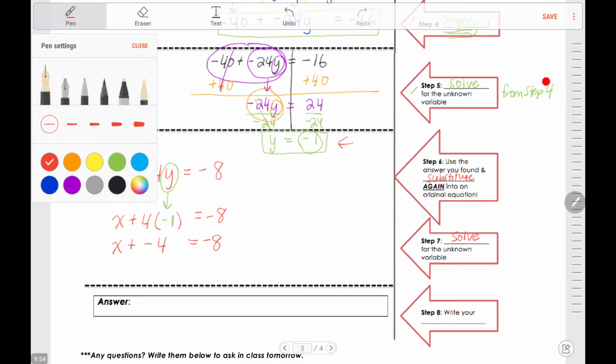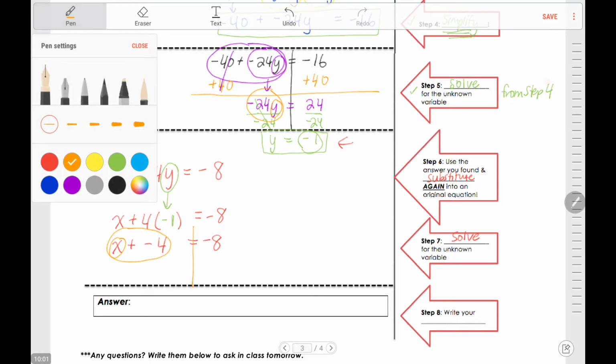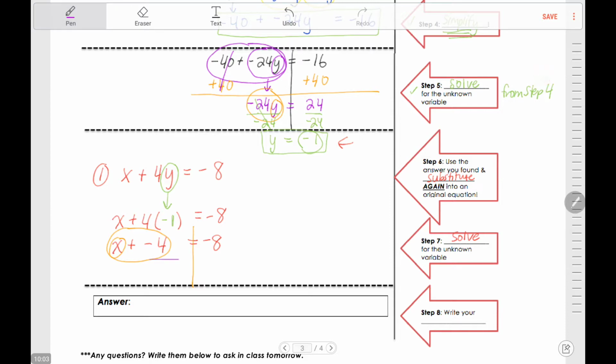That's exactly what I need to finish this problem. So to get x by itself, I'm going to circle the x, and then there's a plus a negative 4 on the outside. To get rid of that negative 4, the inverse operation is adding 4 on both sides. And now I have x, these cancel out, is equal to negative 8 plus 4, which is negative 4. Am I done? Do I have an x and a y to write my coordinate, my solution? Yes, I do. So write your solution is step 8.